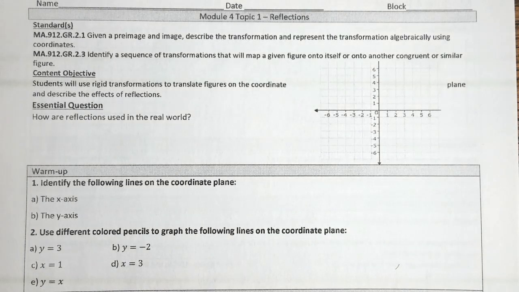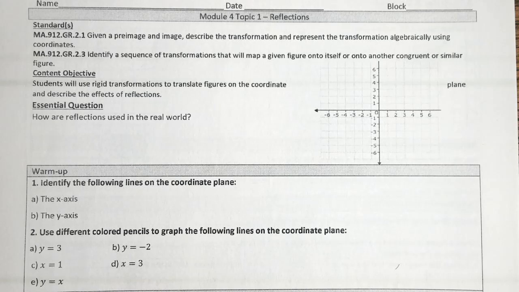Welcome back, students. In this video, we're going to do Module 4, Topic 1, Reflections. The standard for this topic is GR 2.1. Given a pre-image and image, describe the transformation and represent the transformation algebraically using coordinates. You also have standard GR 2.3. Identify a sequence of transformations that will map a given figure onto itself or onto another congruent or similar figure.